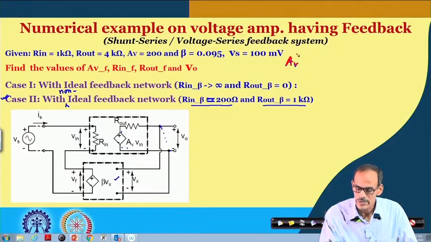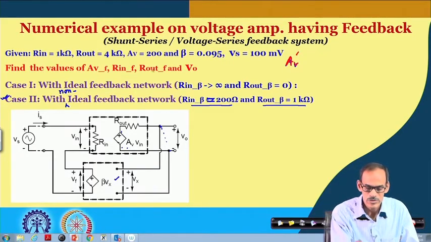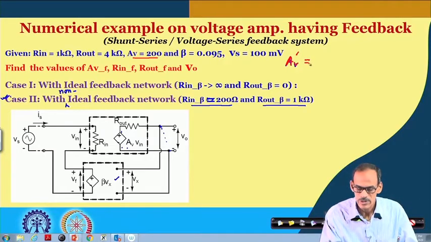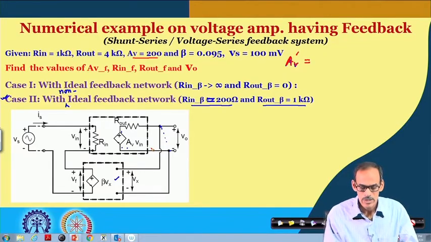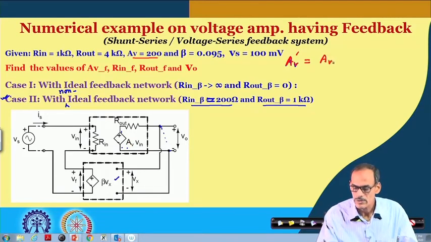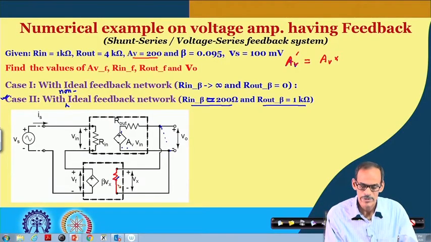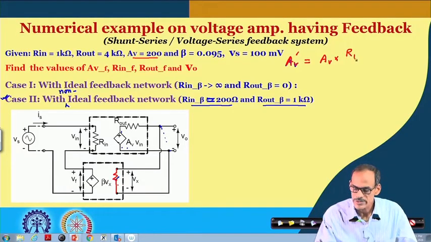So, we need to be careful that AV is giving us 200, but AV dashed is different. So, how do we find this AV dashed? The way we define AV dashed, it is AV multiplied by whatever load we have here. It may be external or it may be an internal part of the feedback network. In this case, R in beta is loading. So, the loading factor is R in beta divided by R in beta plus R out.